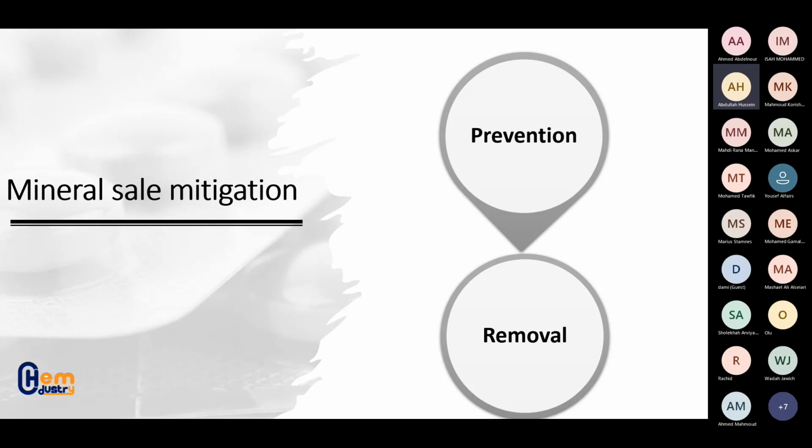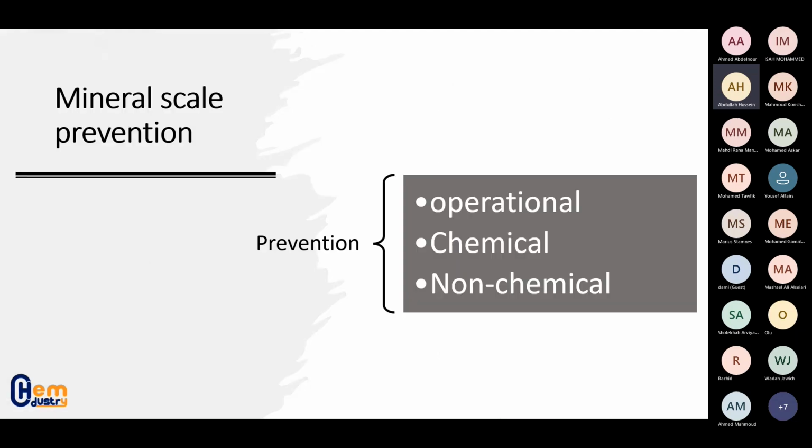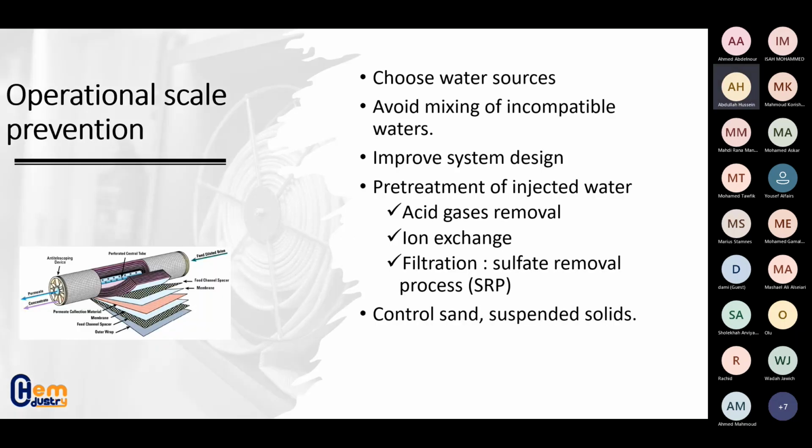So we can either prevent scale from forming or remove the already formed scale. The scale prevention can be done either by chemical methods, non-chemical methods, or operational methods. For the operational methods, you can just take care of little things in your system that will help you to prevent scale from forming.